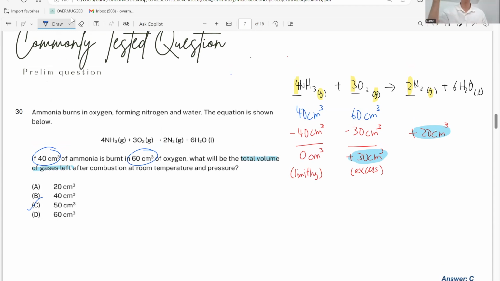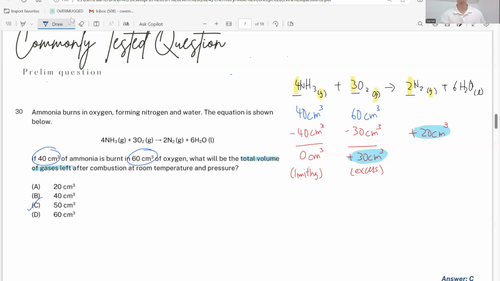So what are a few things you need to understand from this question? Mole ratio is your volume ratio. Next, if the question has volume of gas left or volume of gas remaining, you need to identify which is in excess by how much. The total volume of gas remaining is what you produce and any leftover reactants. You add that up, it will give you the volume of gas remaining.